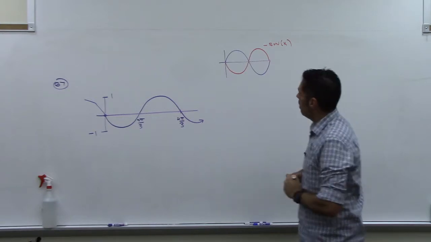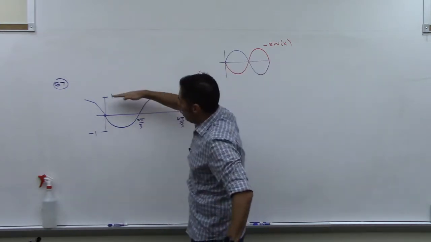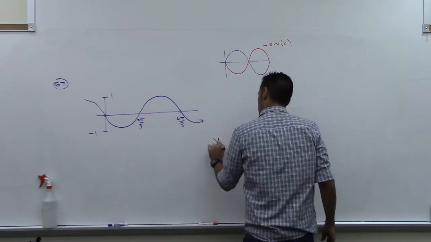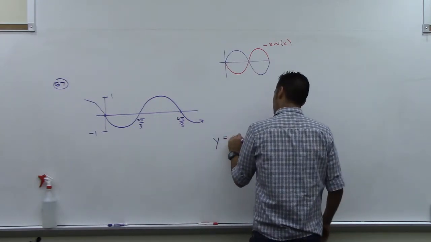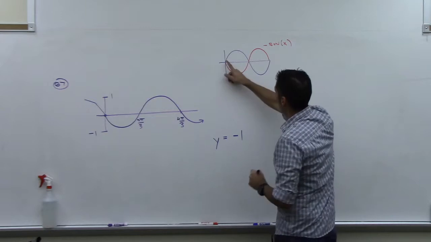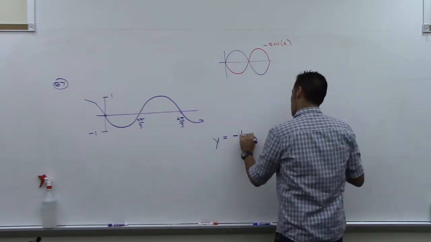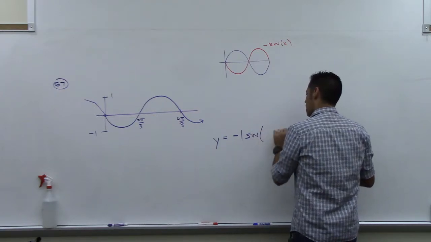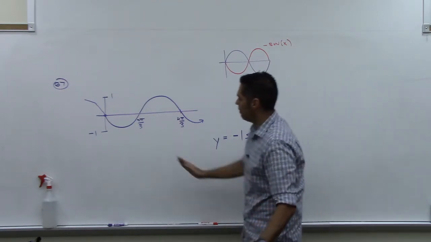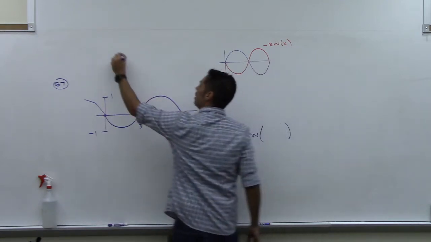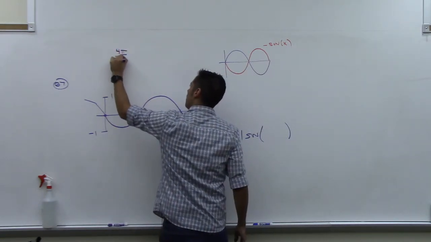So I'm thinking what I'm going to need to do here is use my amplitude, which looks like it's 1. And instead of using +1, use -1. That will give me the graph that goes like this instead of like this. And then I'm going to use the sine function. And then I need to know the period. So look at the period. It starts here, ends here. So it looks like my period is 4 pi over 3.